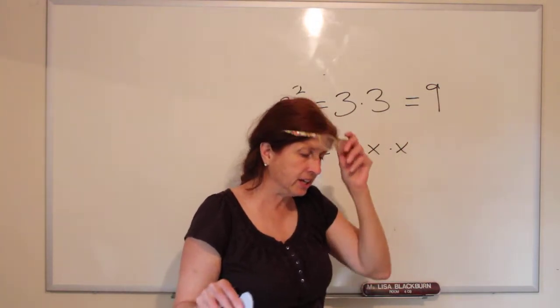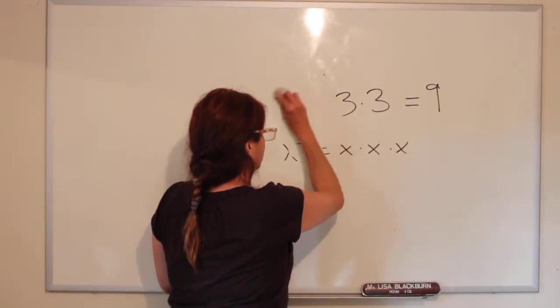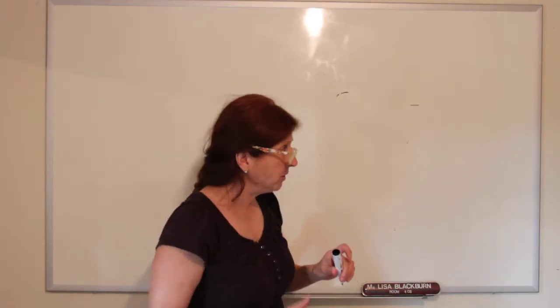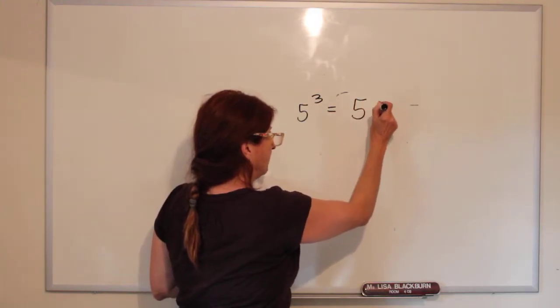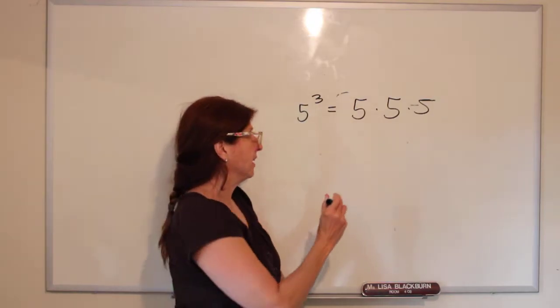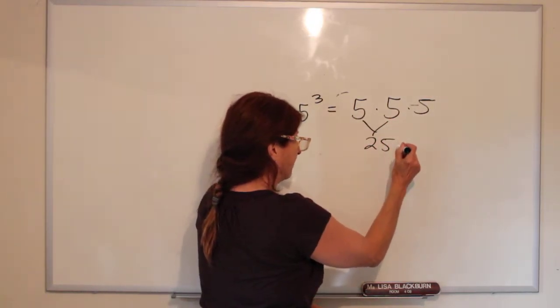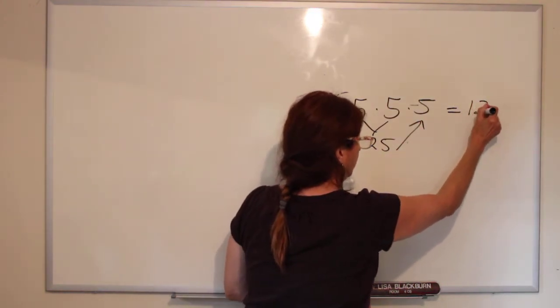Alright, so look in your book. First one they show us is 5 to the third power. So what is 5 to the 3rd power? It's 5 times 5 times 5. And how I do these if I'm not using a calculator is I do carets. 5 times 5 is 25. And then I draw an arrow. 25 times 5 is 125.